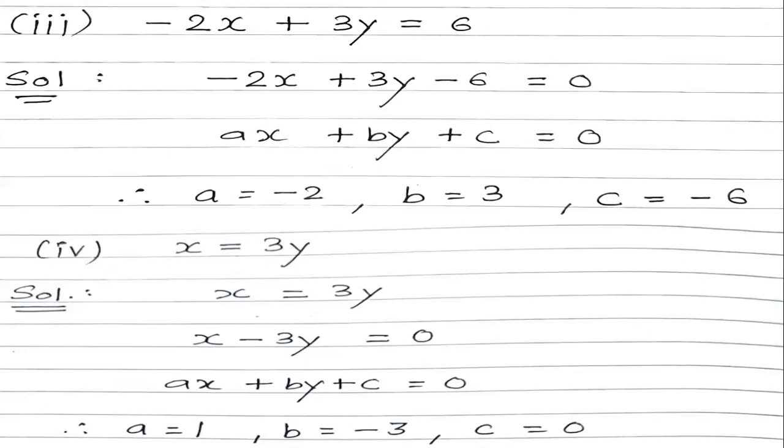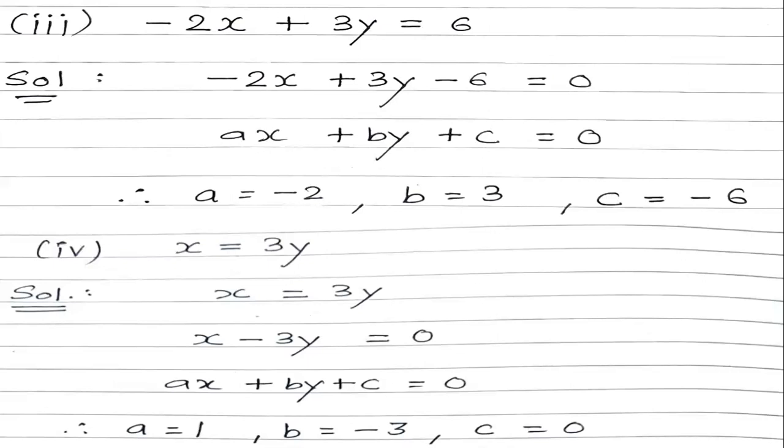Now, if I compare that to the standard form, which is ax plus by plus c is equal to 0, I can clearly state that a is replaced by minus 2, b is replaced by 3, and c is replaced by minus 6. So, we have got the values for a, b, and c.